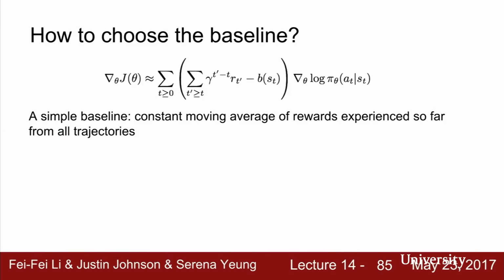And so how can we choose this baseline? Well, a very simple baseline, one of the simplest you can use, is just taking a moving average of rewards that you've experienced so far. You can even do this over all trajectories, and this is just an average of what rewards I've been seeing as I've been training and playing these episodes, right? And so this gives some idea of whether the reward that I currently get was relatively better or worse.